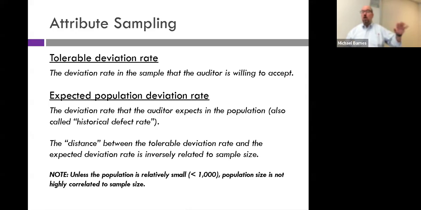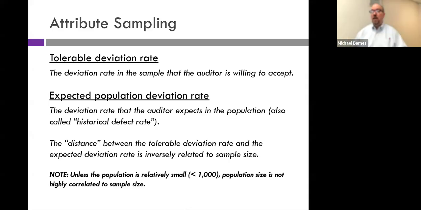So in order for sampling to work, our tolerable deviation rate always has to be greater than our expected population deviation rate. If that's not true, then we can't use sampling. We'll see why that's the case when we look at this in IDEA, by the way. Now, the way that I describe this is that the distance, and I put that in quotes, between the tolerable deviation rate and expected deviation rate is inversely related to sample size.